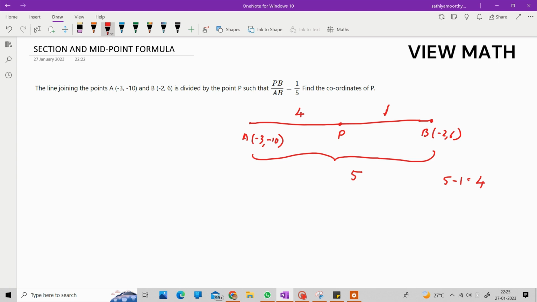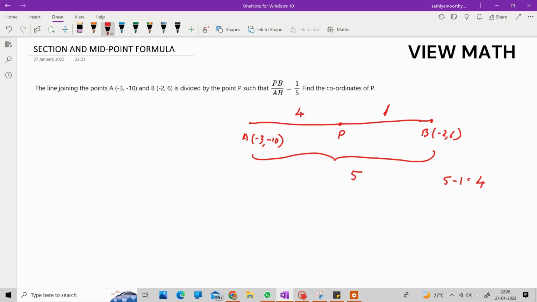PB is 1 and AB is 5, they have given. So PB is 1 part. AB, the whole part from A to B, is 5 parts. In that, PB is 1 part. So what will be the remaining AP? AP is 5 minus 1, which is equal to 4 parts.